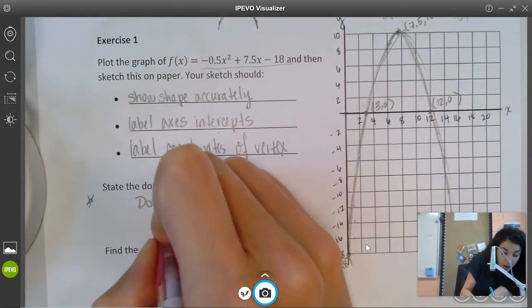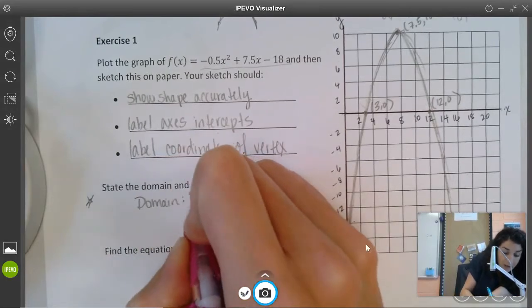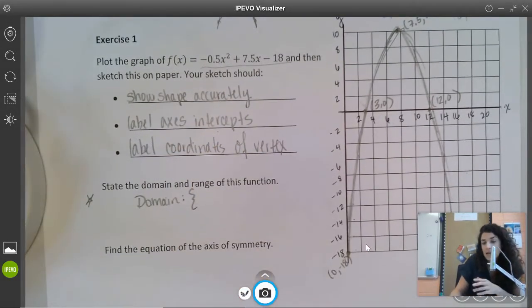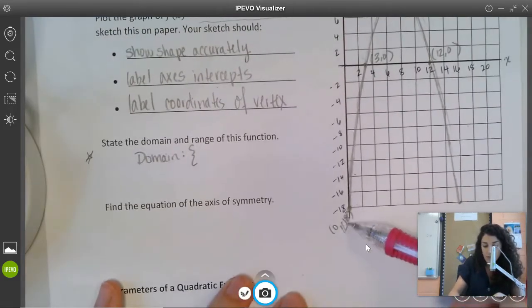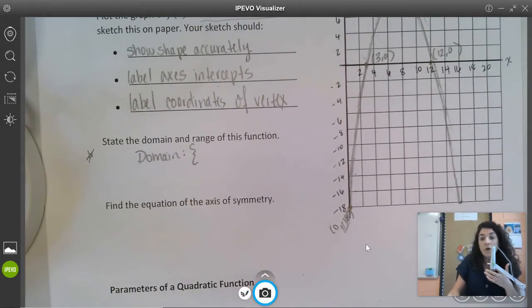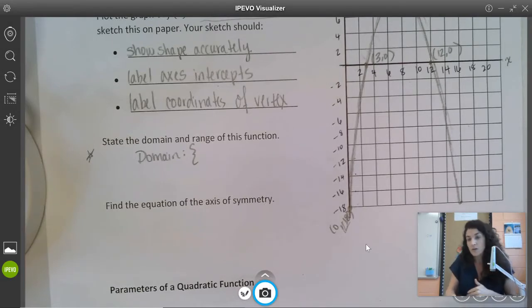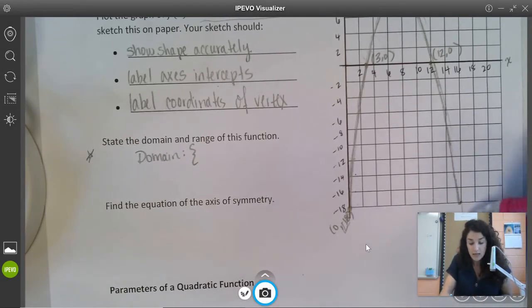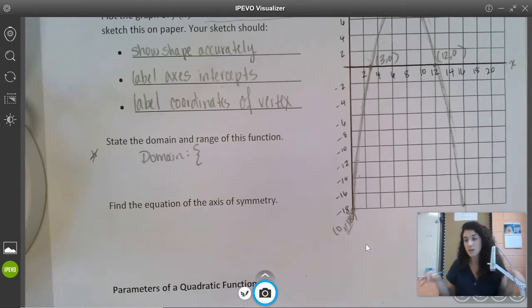Remember that domain is all of your x values, all possible x values for this. And notice, you can look in your graph, we're not restricted. This graph will keep going all the way to the left, really slowly because it's going down a lot more than it's going to the left. And same with going to the right, it's going down more than it's going to the right, but it'll continue to go out and out and out forever. So really, along the x-axis, we have no restrictions.